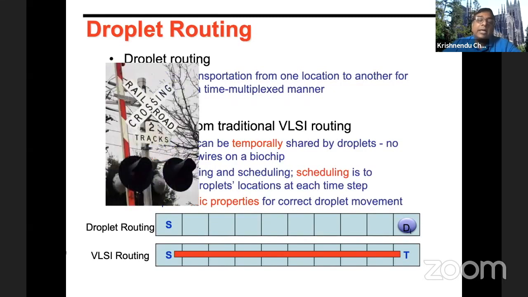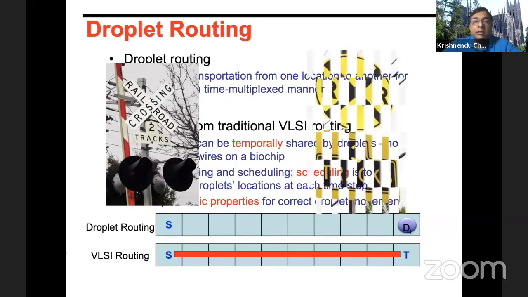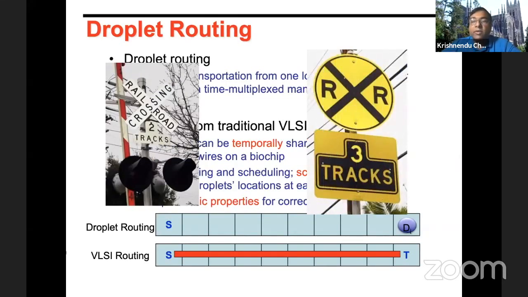So we think of this as the problem of routing of trains. When you have a train being routed, the tracks can cross each other. That's fine. That's not a problem. But the trains must not come at the same time at the intersection. So we must have control mechanisms to guarantee that no two trains would collide at this intersection. So we do the same thing here in droplet routing.